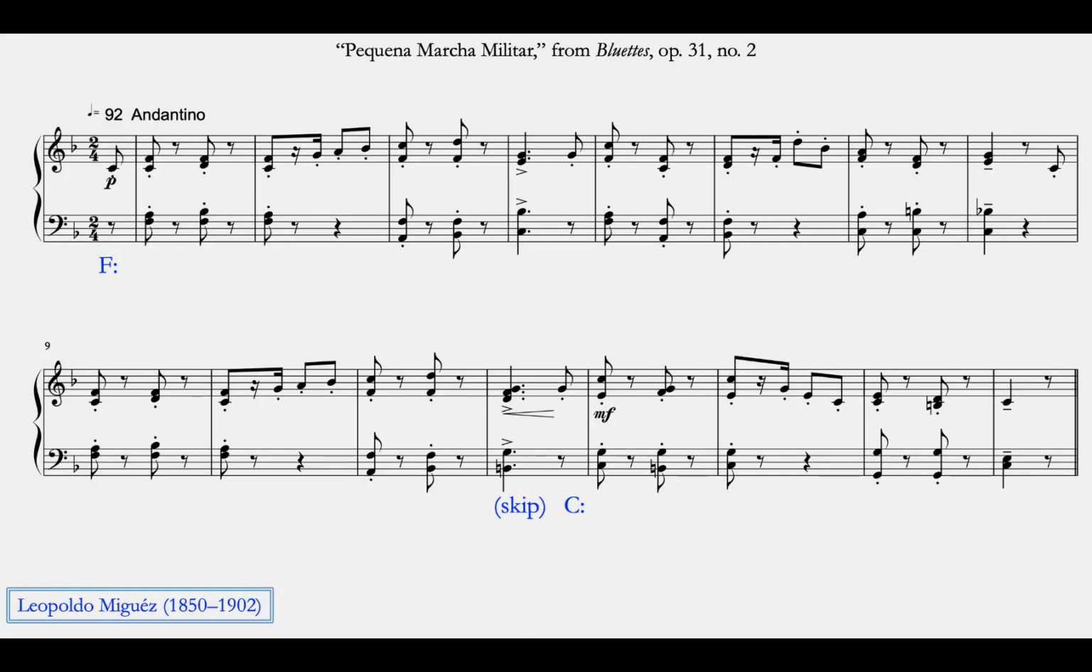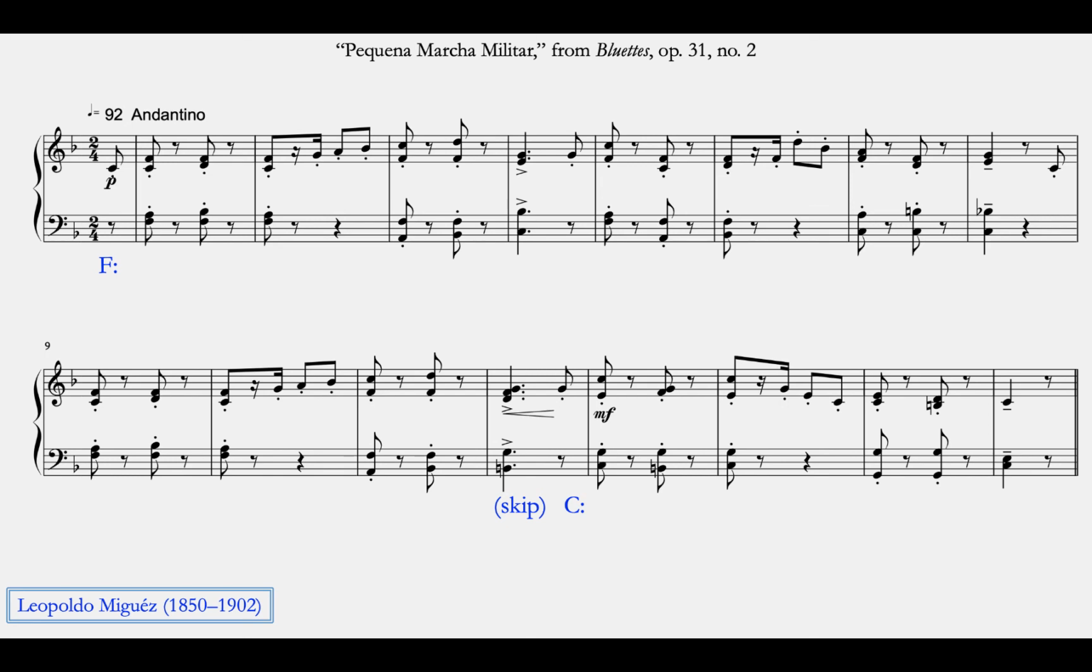From the world of Italian opera, let's turn now to a piano miniature by the Brazilian composer Leopoldo Miguéz. Just to tell you a little bit about this passage, there's one chord I've labeled that we should skip, and then after that chord, we're going to analyze the last 4 measures in C major.